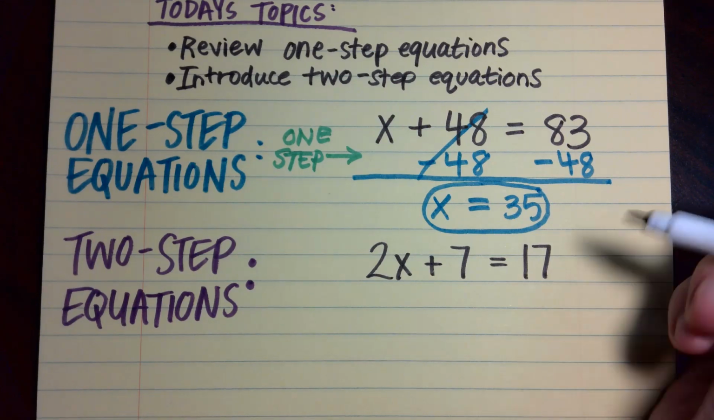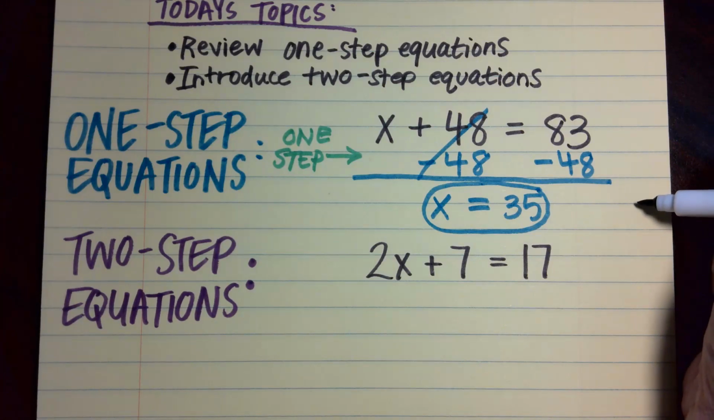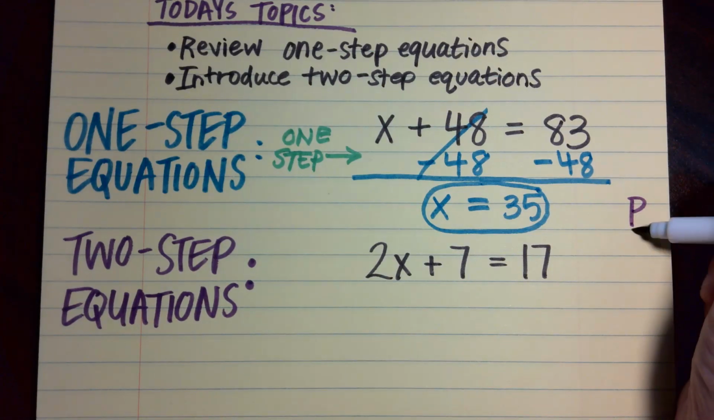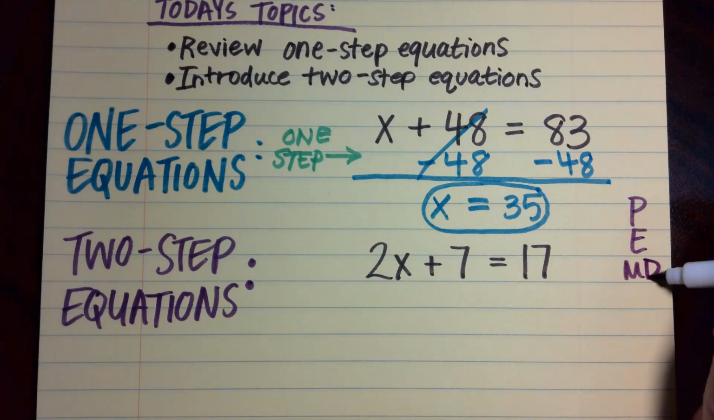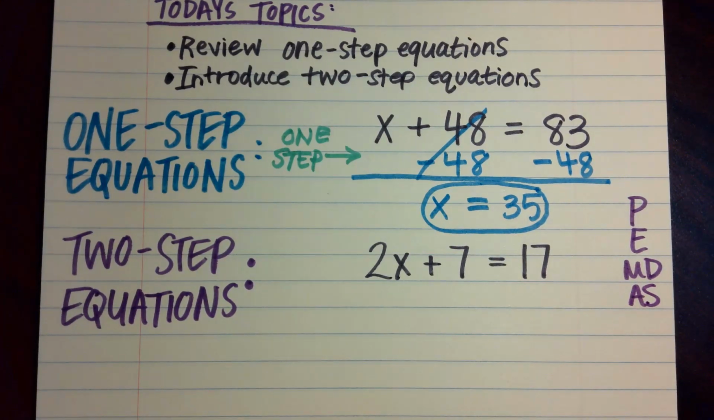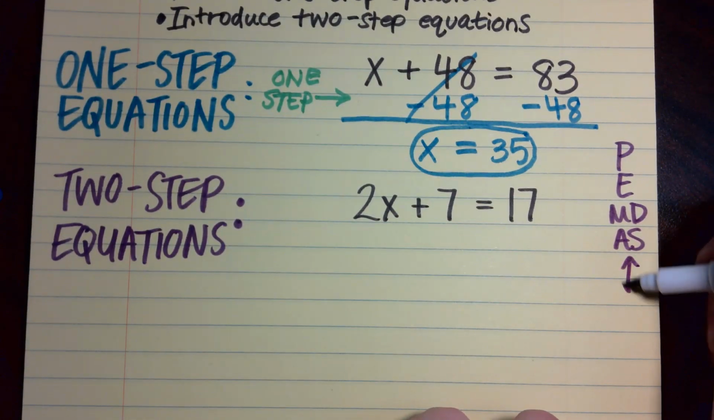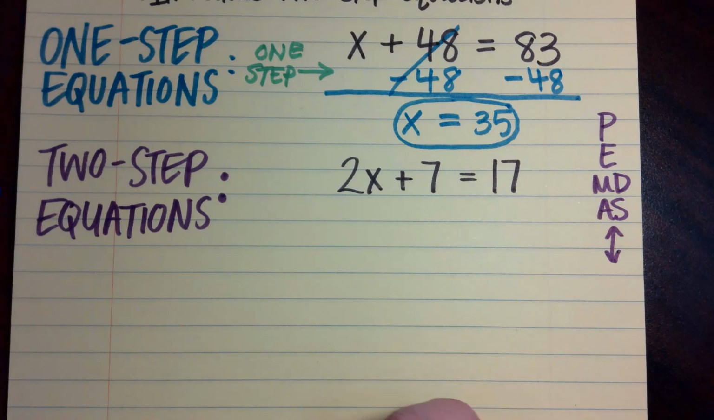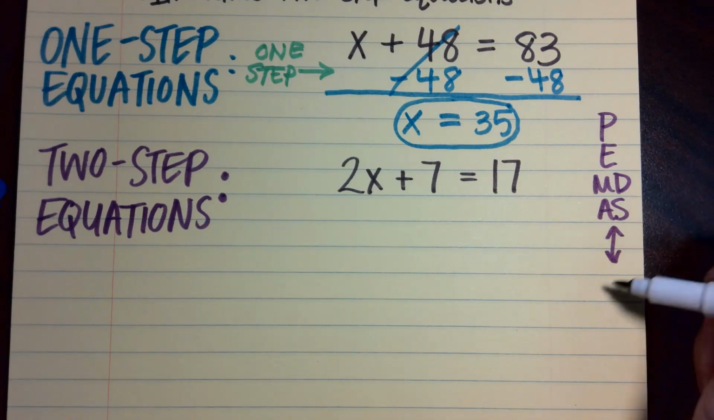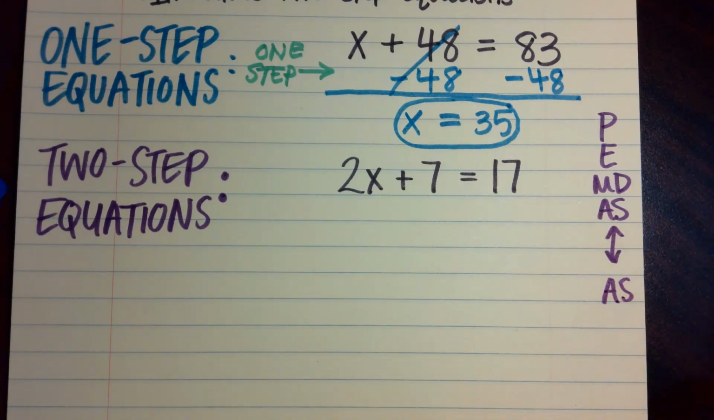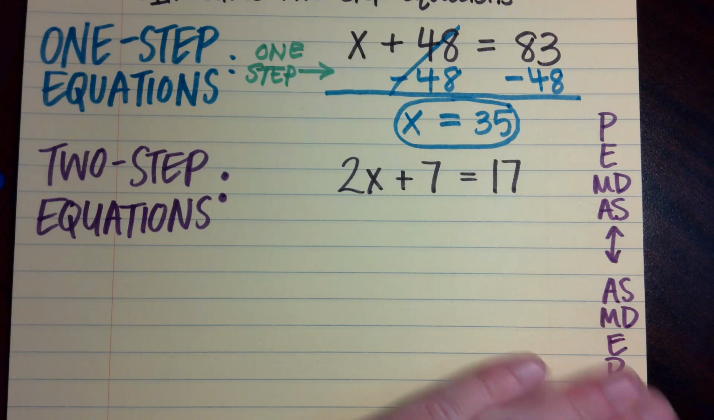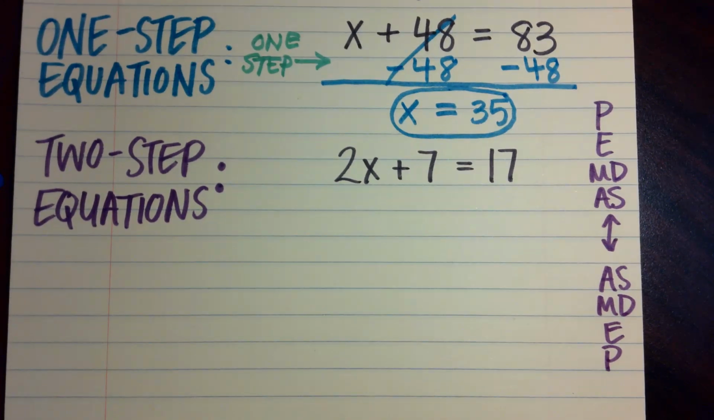So normally our order of operations would look like P, E, M, and D for multiplication and division, and then A, S for addition and subtraction. But since we're solving an equation, we always do the opposite thing. So we're actually going to start with addition and subtraction, then multiplication and division, then the rest, which we don't have right now. We're going to do the total opposite this time.